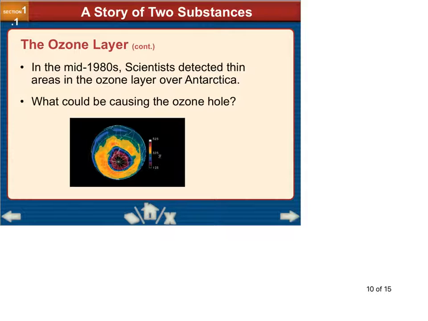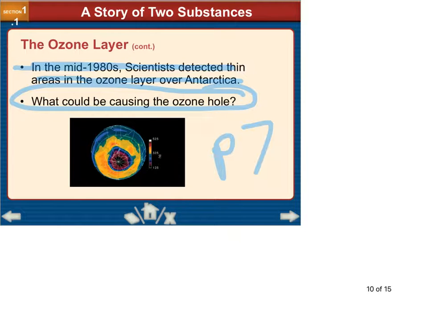In the mid-1980s, scientists detected thin areas of the ozone over Antarctica, and they came up with a question: what might be causing this? And here's a chart, just a better version of it. This is page 7 in your textbook. It can be causing the ozone hole.